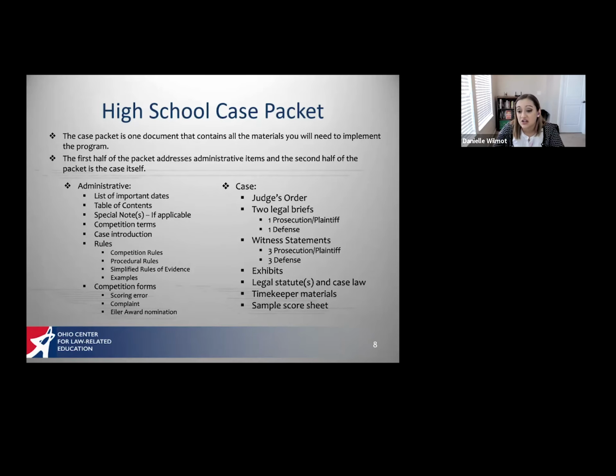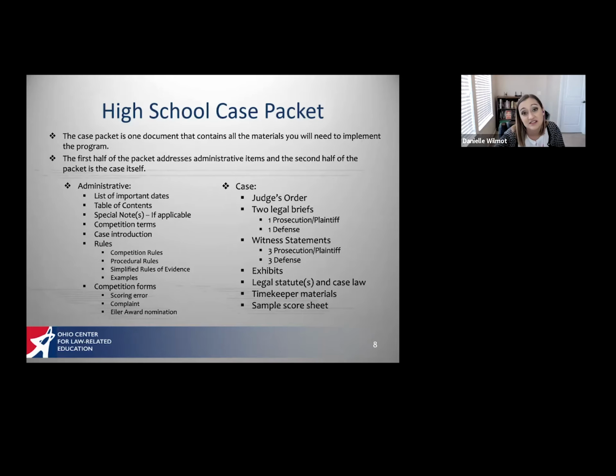After the case law section is some more logistics things like the timekeeper. They have materials, so it gives you a guideline of what the timekeeper should be doing. There's stop cards, like 1 minute, 2 minute stop, that kind of thing. And then we also include a sample score sheet. So that's a lot, but as I mentioned, the case packet is really large, but please don't be intimidated by it.